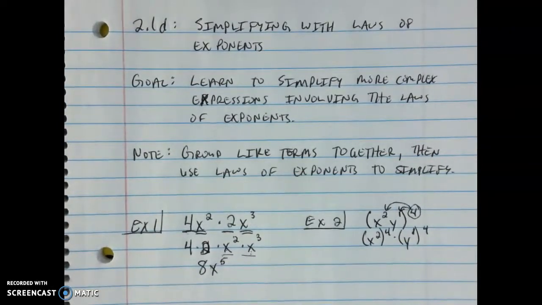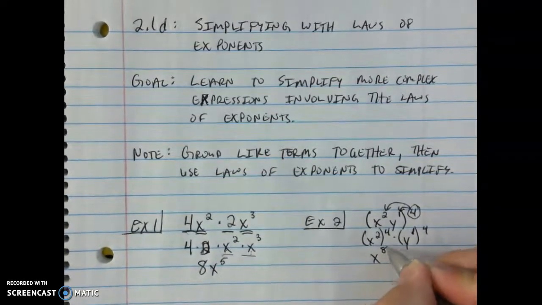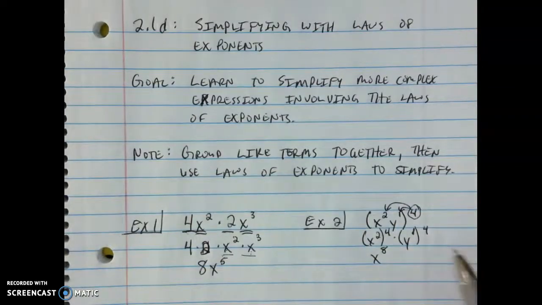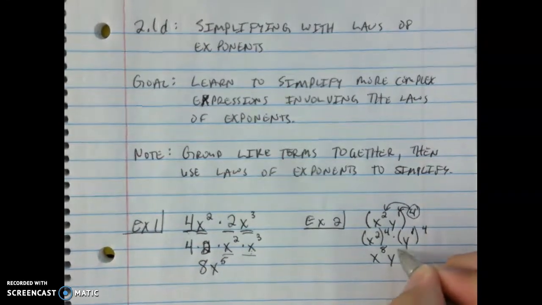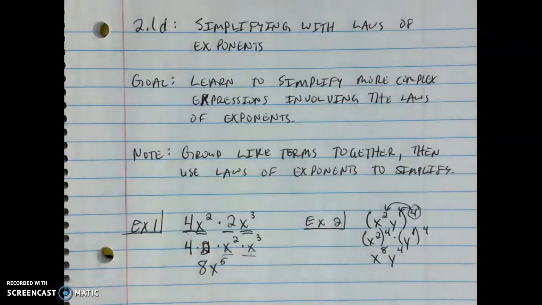And now it's just a matter of using our power of powers rule. When we have x squared to the 4th power, we're going to multiply our exponents together to get x to the 8th. And then for our second power, we have y to the 1st to the 4th power. Again, 1 times 4 is going to give us 4, giving us y to the 4th. So our final answer there is going to be x to the 8th, y to the 4th.